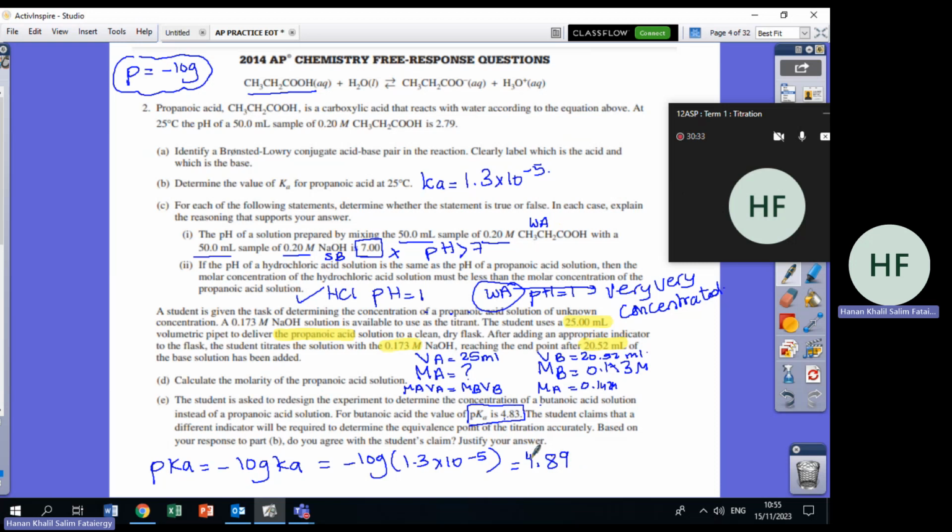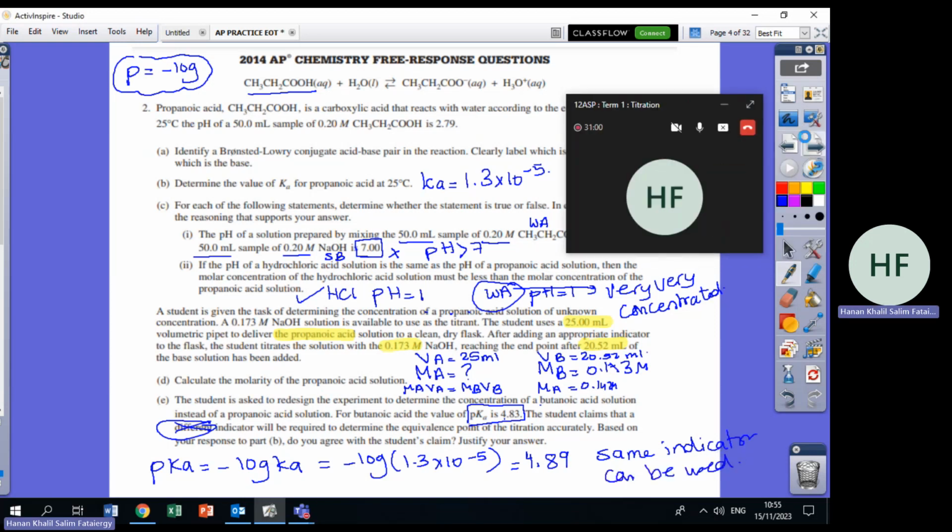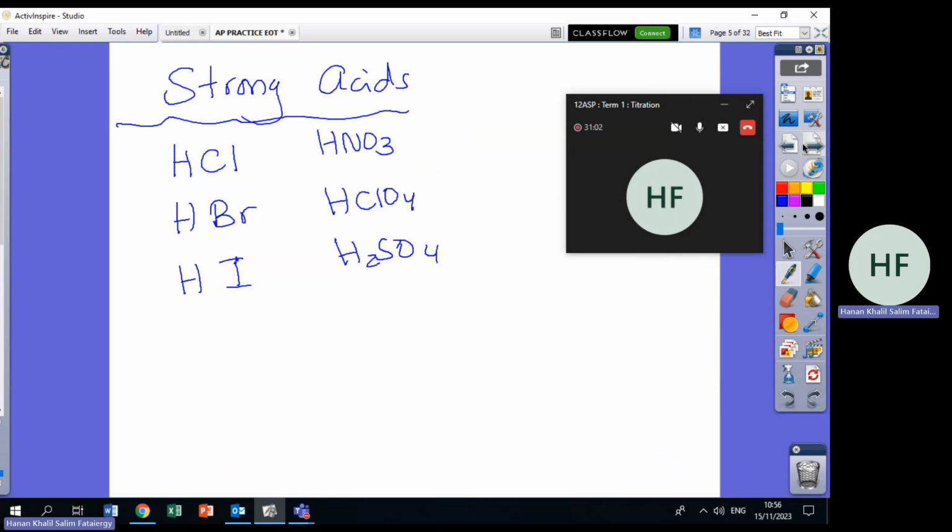Okay. 4.89 and 4.83 are very close to each other. So the half equivalence point of butanoic acid and the one for propanoic acid are almost the same. The student claims that a different indicator will be required. Of course, we will not require a different indicator because they are very similar. So the same indicator can be used.